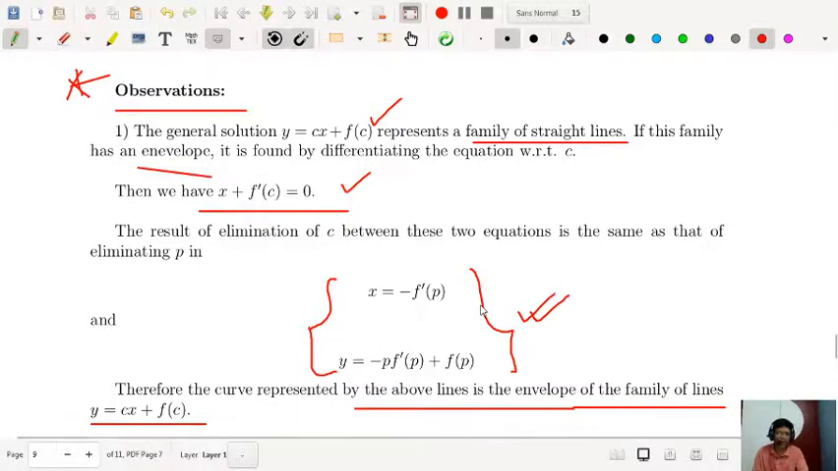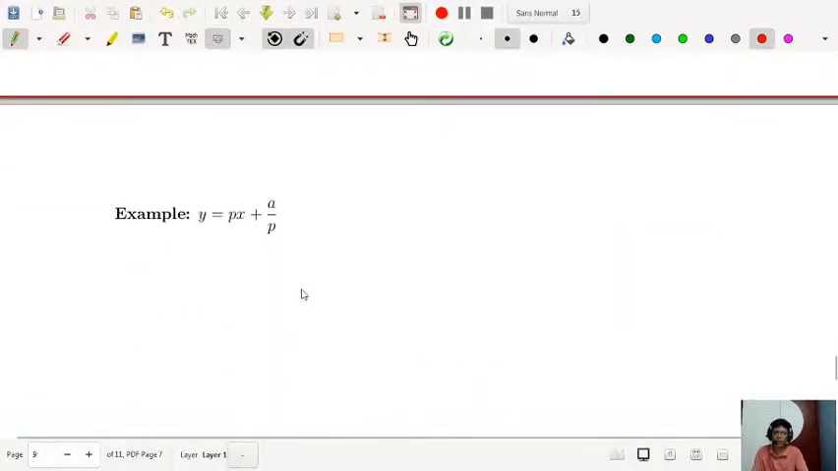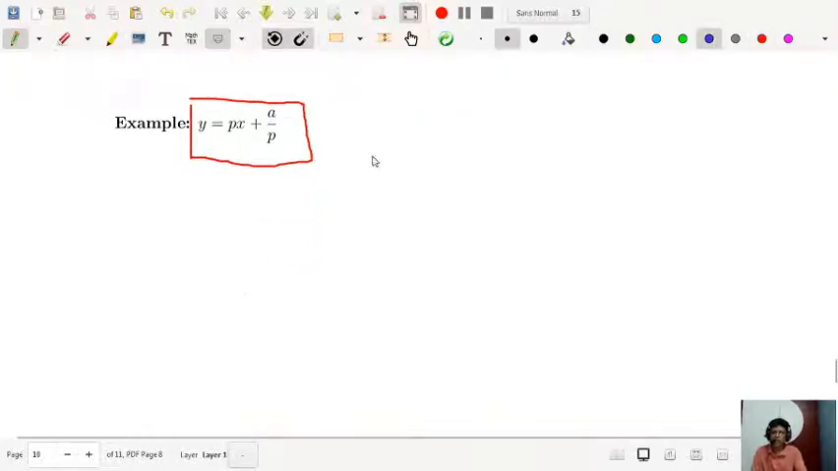So to describe that, let us have a problem example. So this is the problem, y equal to px plus a by p. Now this is in Clairaut's form. You look at that. This is of the form y equal to px plus function of p. So you write here which is in Clairaut's form, right?